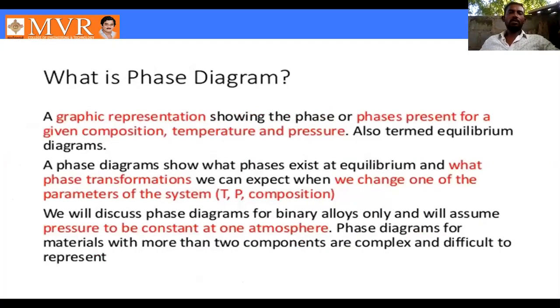So next, what is a phase diagram? A phase diagram is a graphical representation that shows the phase or phases present for a given composition, temperature and pressure. It is also termed an equilibrium diagram.